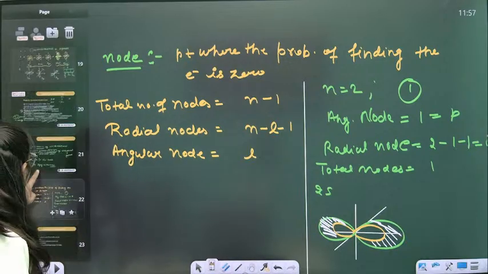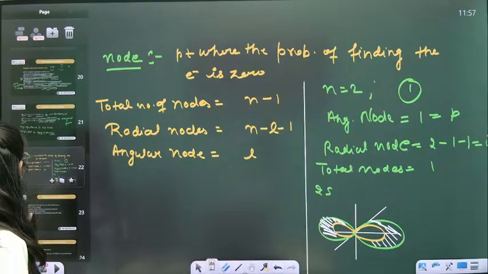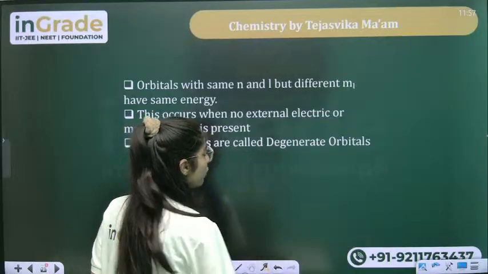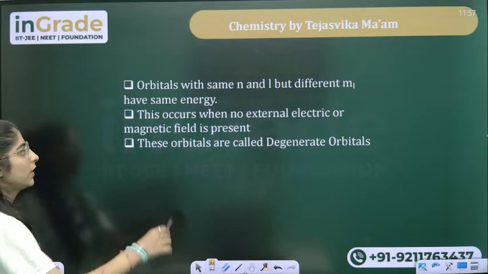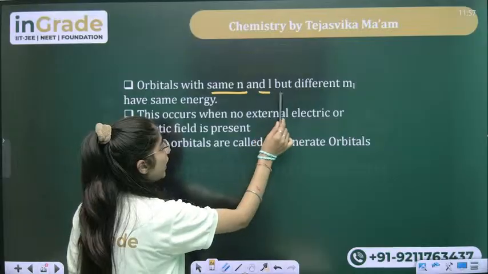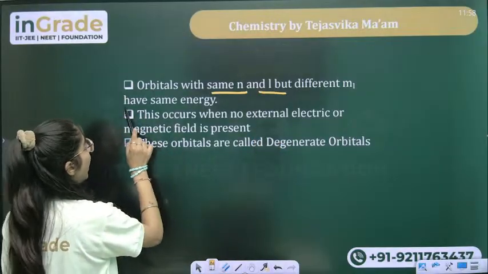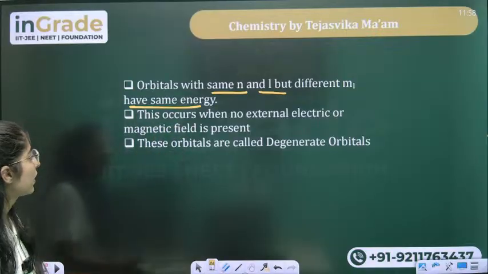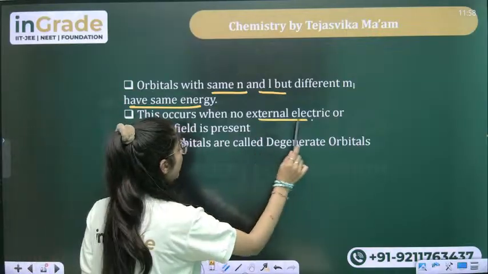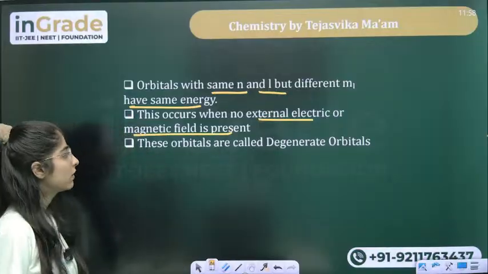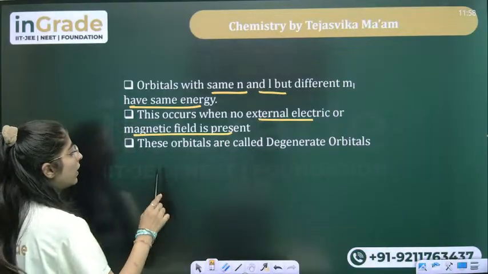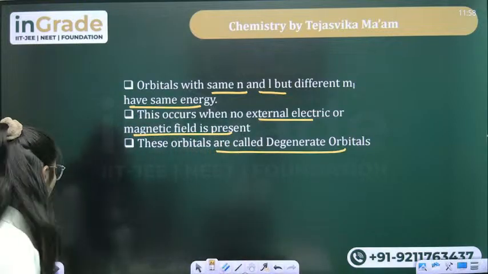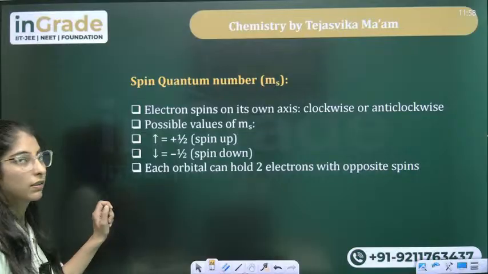Now let's move further and see the next point that is important for your azimuthal quantum number, which simply says orbitals with same n and l but different ml have the same energy. Okay, we have discussed this point. Next, this occurs when no external electric or magnetic field is present. We have already discussed this, and these types of orbitals are known as degenerate orbitals. What are degenerate orbitals? We also discussed this topic.